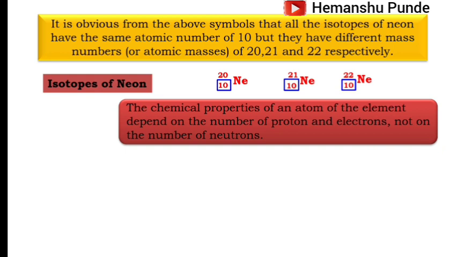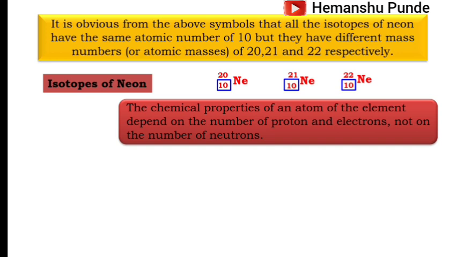It is obvious from the above symbol that all the isotopes of neon have the same atomic number 10, but they have different mass numbers or atomic mass: 20, 21, and 22 respectively. The chemical properties of an atom of the element depend upon the number of protons and electrons, not on the number of neutrons. Again, I am saying physical properties can slightly change, but chemical properties of an atom will depend upon the number of protons and the number of electrons, and not on the number of neutrons.